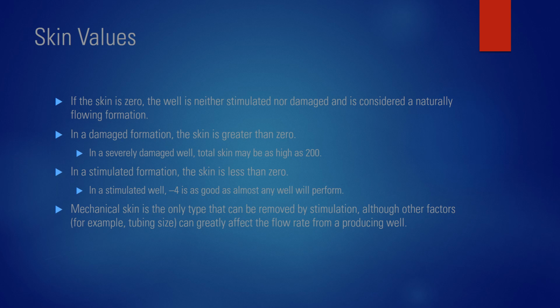Mechanical skin is the only type that can be removed by stimulation, although other factors, for example tubing size, can greatly affect the flow rate from a producing well.